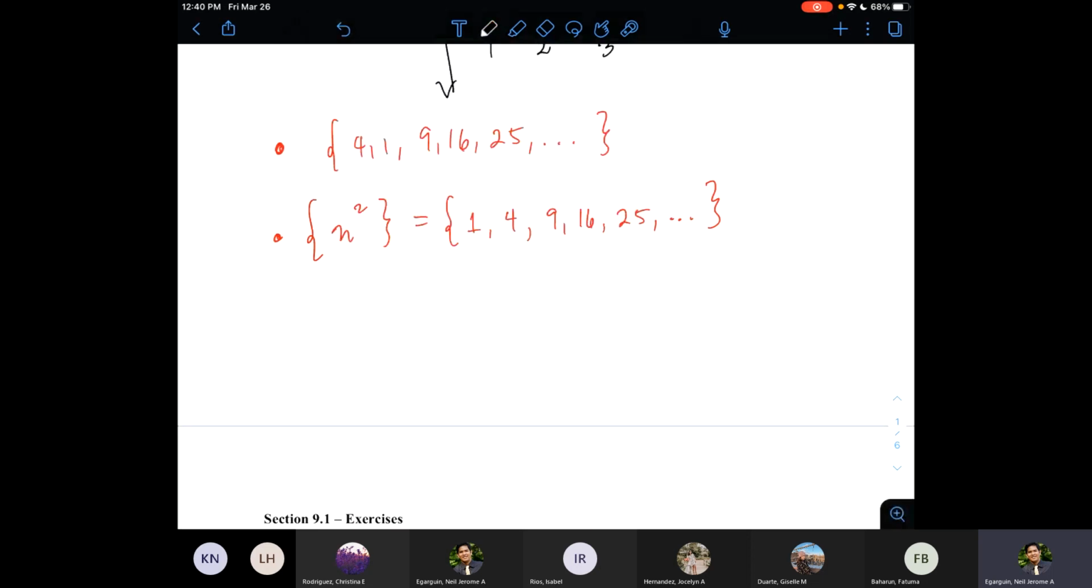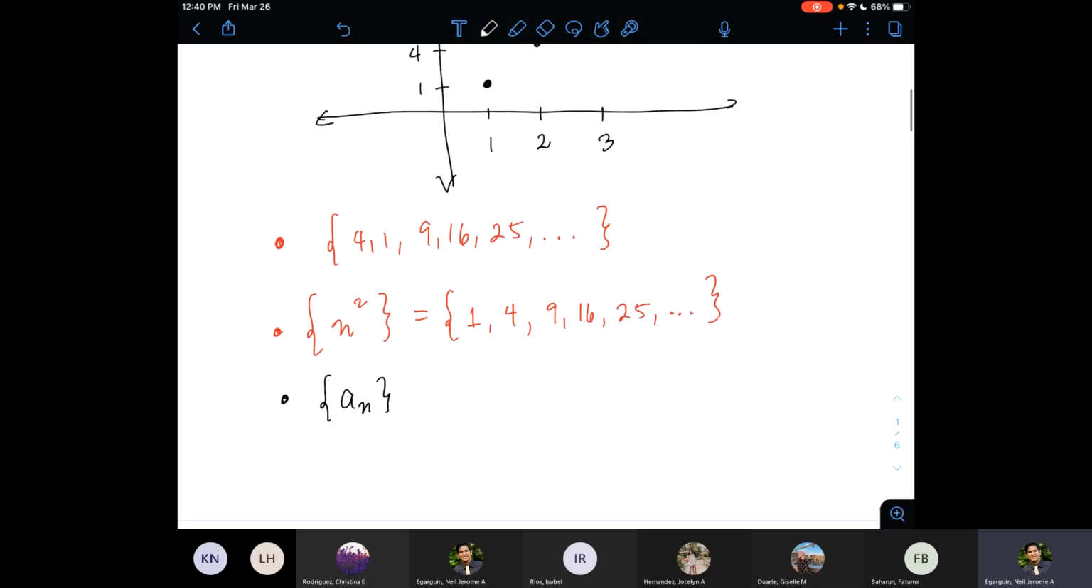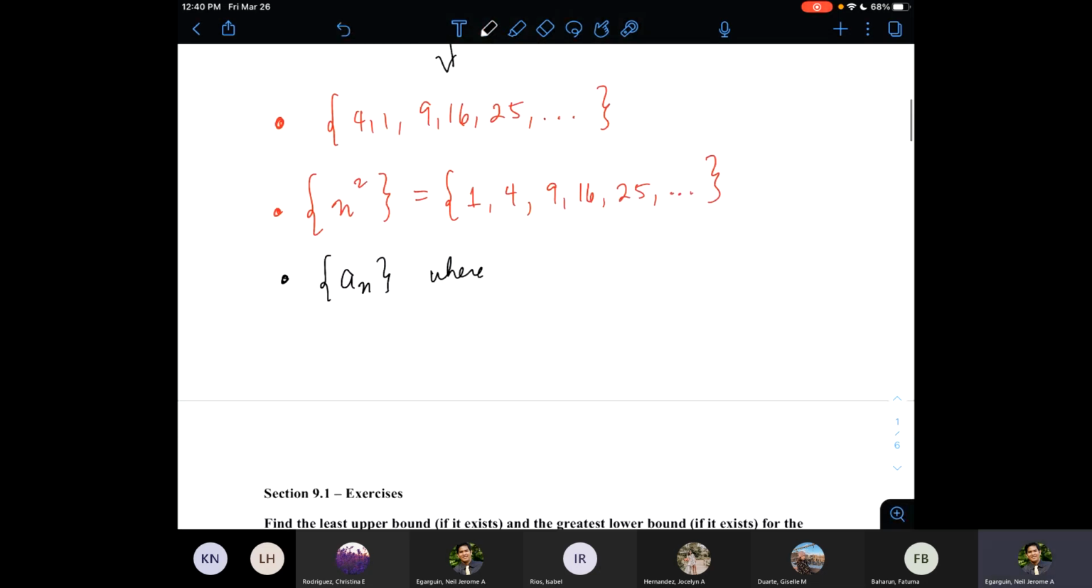Another example would be the sequence A_n, where A1 is equal to, say, 0, A2 is equal to 1, and A3 is equal to A1 plus A2.